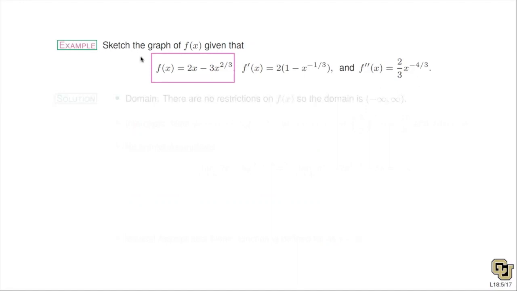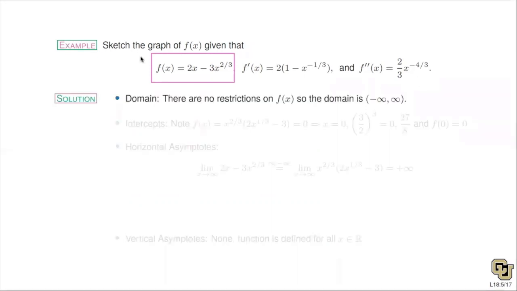So yeah, starting out with the original function, we ask about the domain. Here, there's no restrictions on f of x. There's no denominator. We're not taking the even root of anything. We're taking an odd root. There's no restriction there. Intercepts.